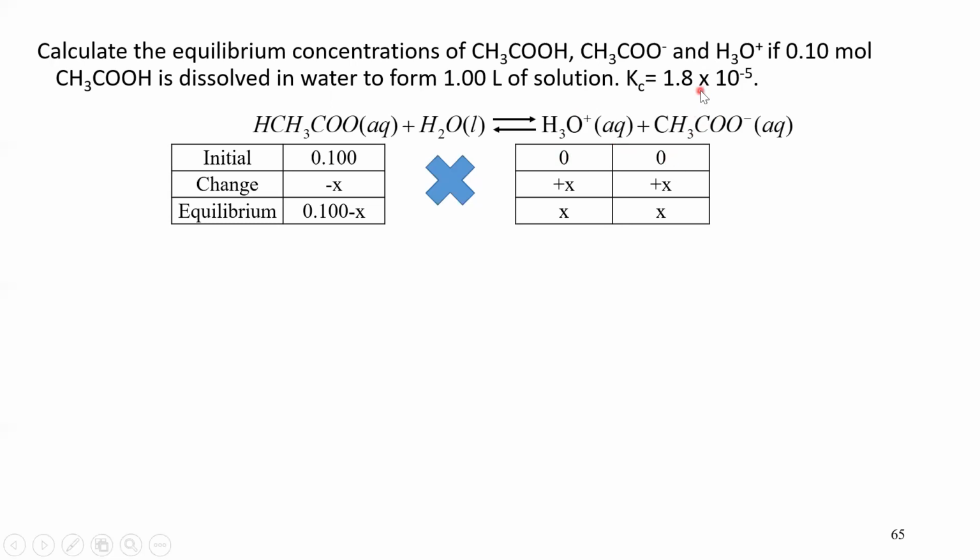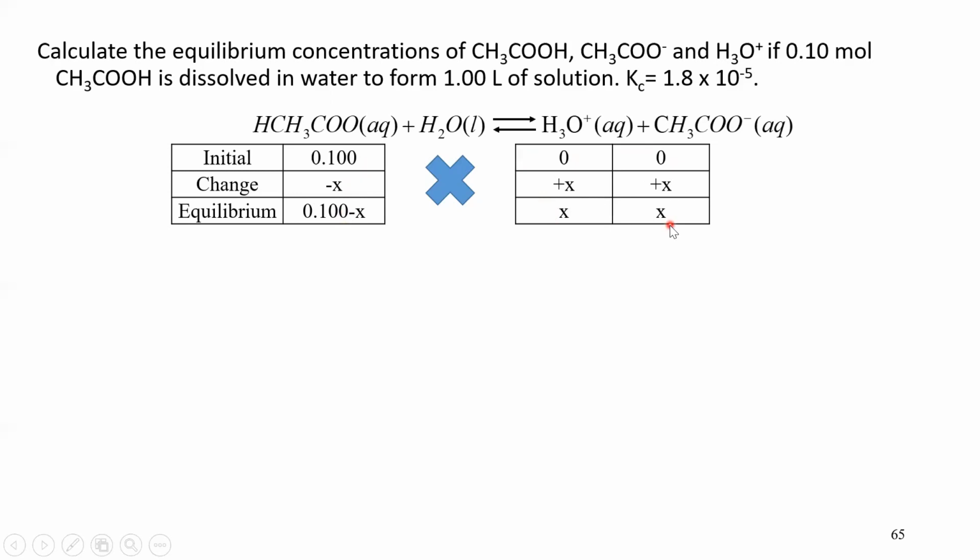It's a pretty small K value, so not very much of this reactant is going to produce product before equilibrium is established. We don't know how much is going to react, so we're going to say X amount of it reacts, and we're going to produce X amount of our products. The reaction goes in this direction because we don't have any product initially. So negative X, plus X, plus X. At equilibrium, we have 0.100 minus X, X, and X. All right, we have our ICE chart.